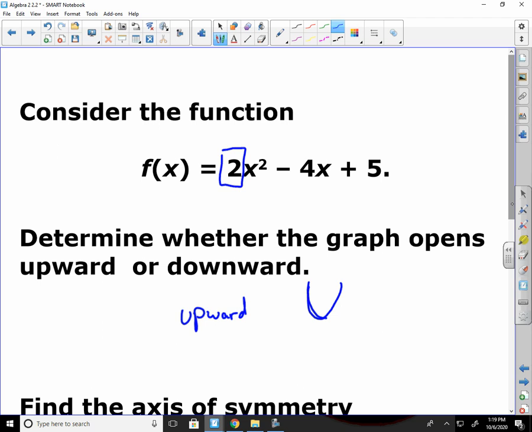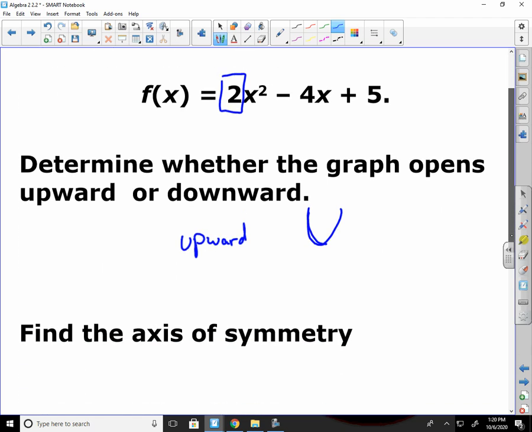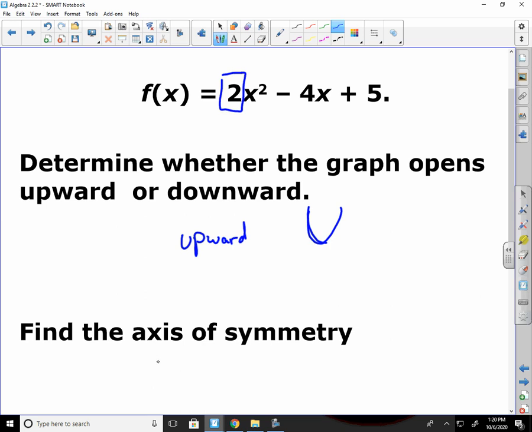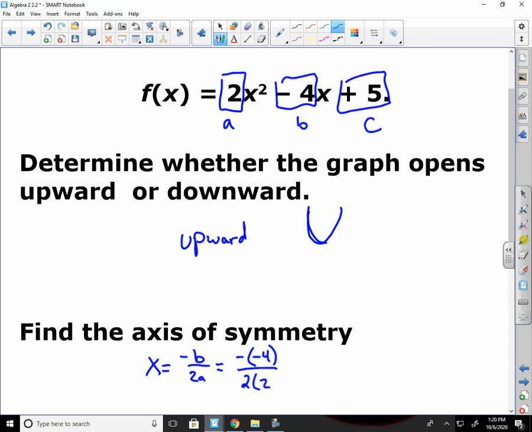Then find the axis of symmetry. Remember, the formula for that is negative b over 2a. In this case, this is our a, this is b, this is c. Negative of a negative 4 over 2 times a. Negative of a negative 4 is a positive 4. 2 times 2 is 4. So our axis of symmetry is 1.